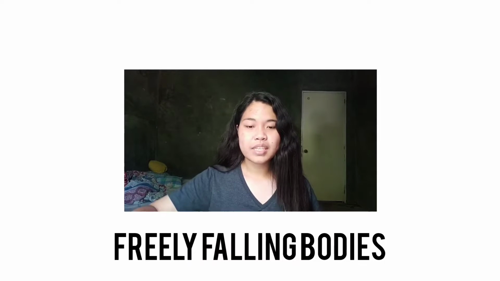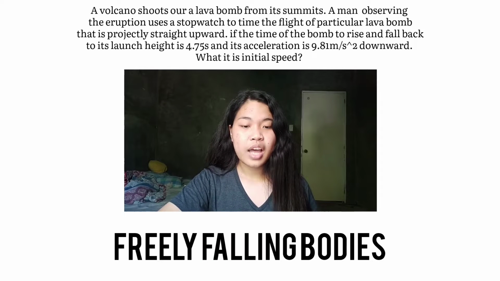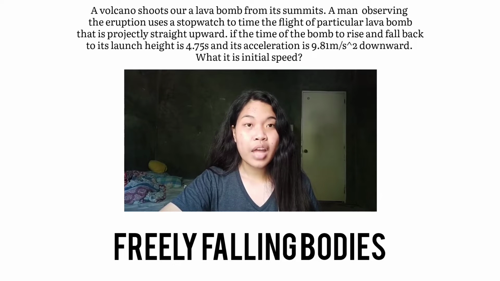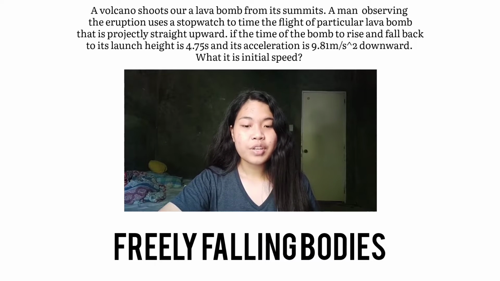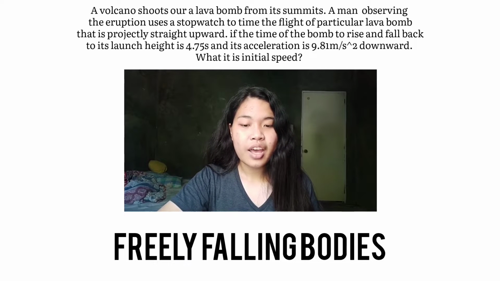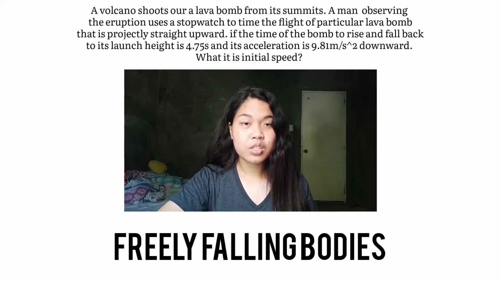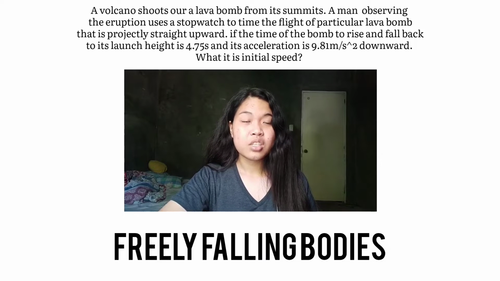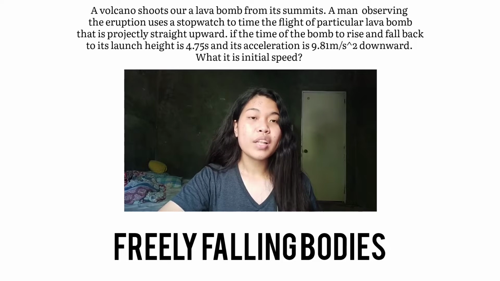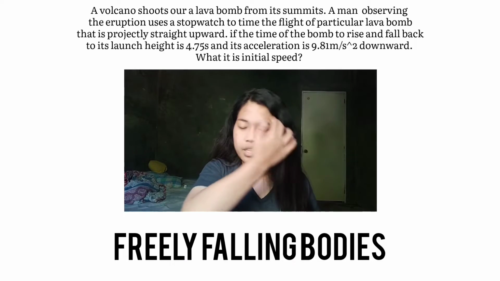So, our problem is a volcano shoots out lava bomb from its summit. A man observing the eruption uses a stopwatch to time the flight of a particular lava bomb that is projected straight upward. If the time for the bomb to rise and fall back to its launch height is 4.75 seconds and its acceleration is 9.81 meter per second squared downward, what is its initial speed?